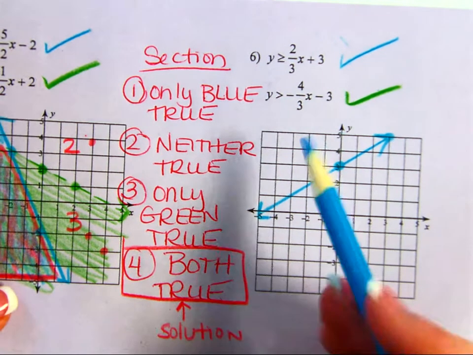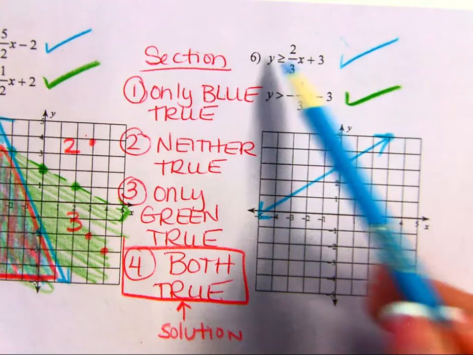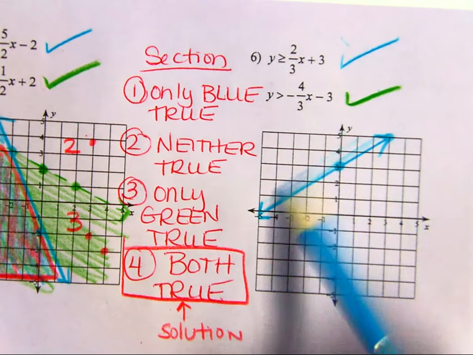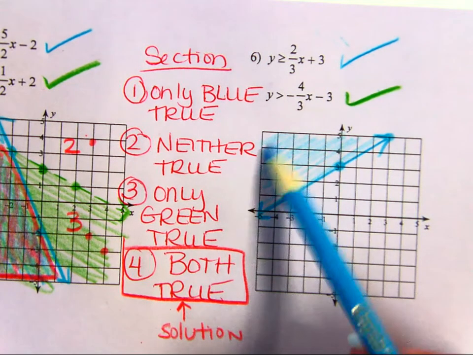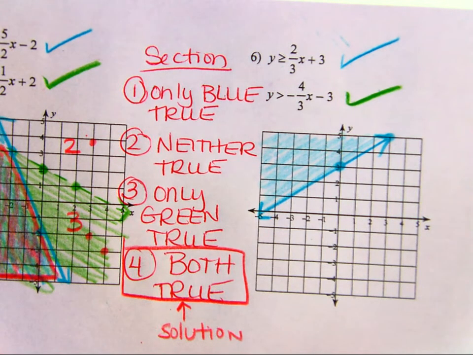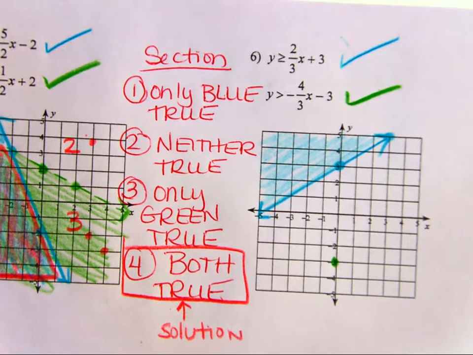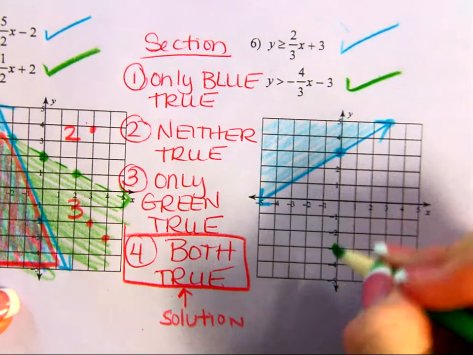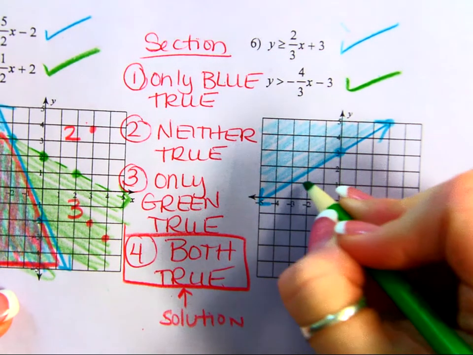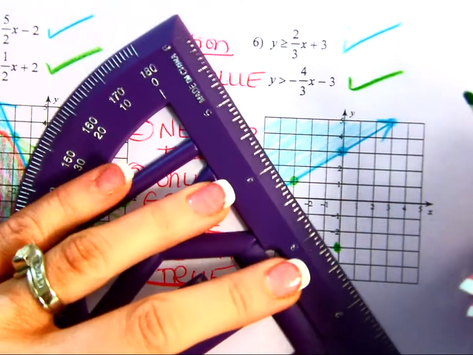I want all the area that's above this line, which is greater than. So I'm going to shade this little area here. Then I want to do my green, -3. Don't have enough room to go down and right, so go up and left. Dotted line for this one.